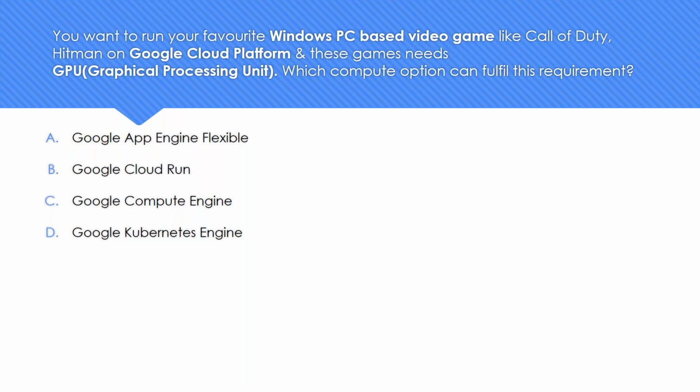Cloud Run, again, is container based, unless Call of Duty or Hitman games containerize it. I don't think so. For it to run, you have to containerize it. And Cloud Run is only web focused, so again it's going to get ruled out. So it's going to have two complications: you have to have it containerized, and it's web focused, so it's not going to fulfill the need. Compute Engine, our fallback option.